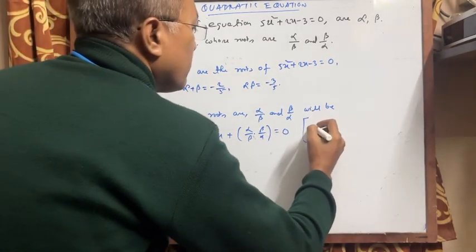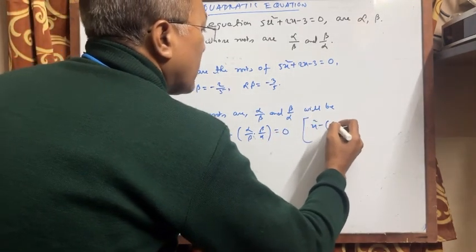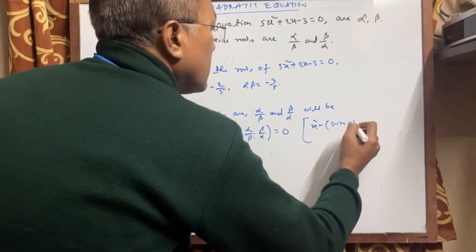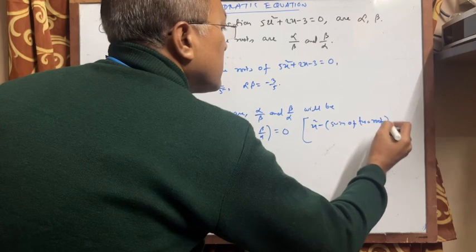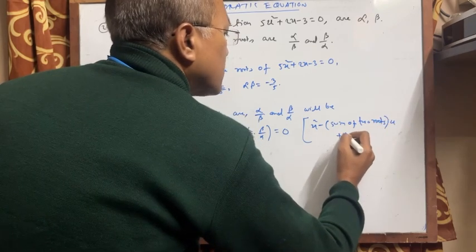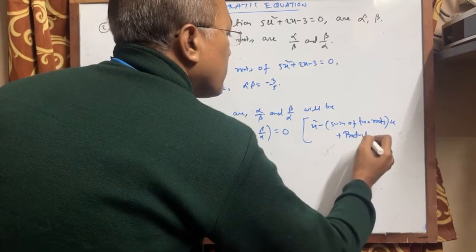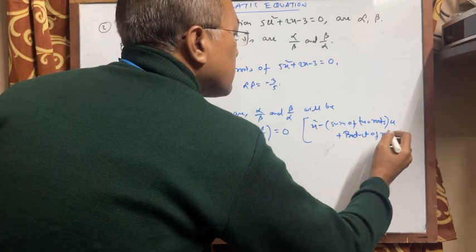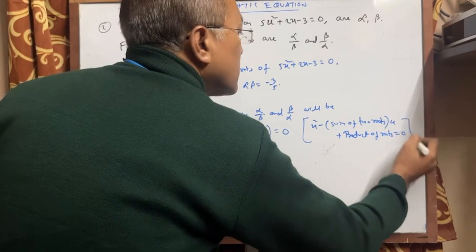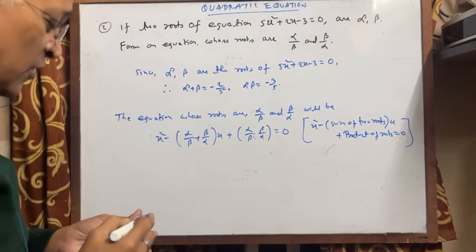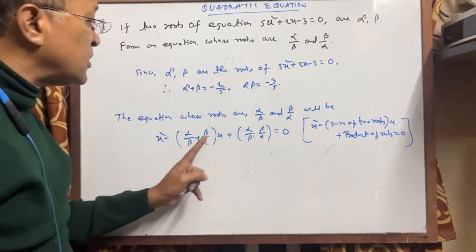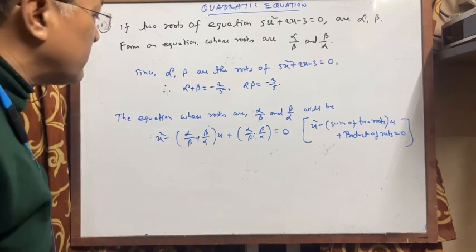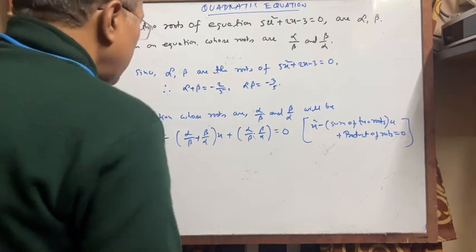That is x square minus sum of two roots into x plus product of roots is equal to 0. This particular concept has been implemented here. X square minus sum of two roots into x plus product is equal to 0. Let's see.